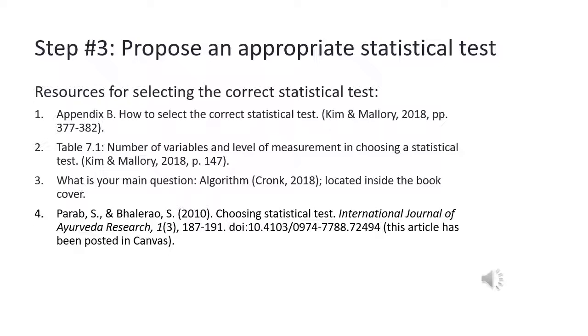So I have listed here a few resources for selecting the correct statistical test. Appendix B in the Kim and Mallory book provides information on how to select the right test. Table 7.1 in the Kim and Mallory textbook provides an overview of the number of variables and level of measurement in choosing a statistical test. And then in the Cronk book, inside the front cover, there is an algorithm on what your main question is, and it leads you through a set of decisions in order to lead you to the correct test. I have also posted in Canvas an article on choosing statistical tests that I think you will find helpful.